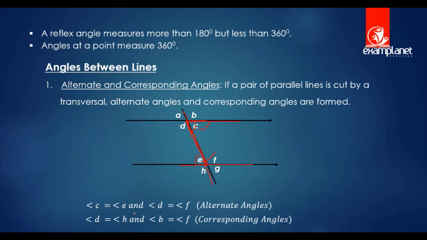So C and E are alternate. Another one is D and F. D and F are also alternate angles. So for example, look at the shape, more like a Z as well. They may not be a perfect Z, but something like that. So angle D and angle F, they are alternate angles. So when you see all these kind of shapes, then you have alternate angles.